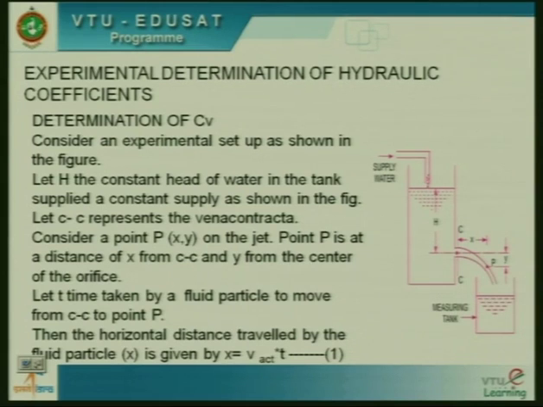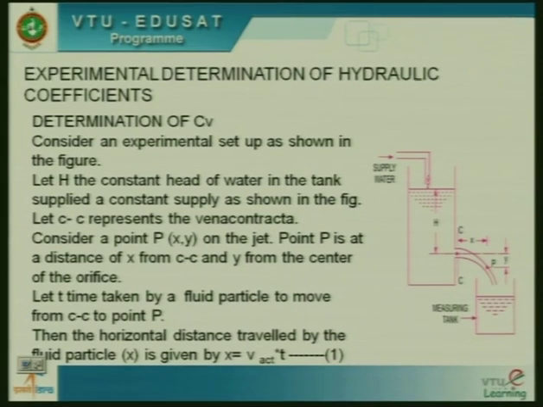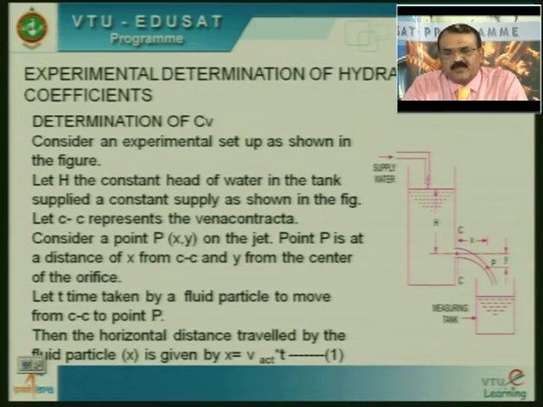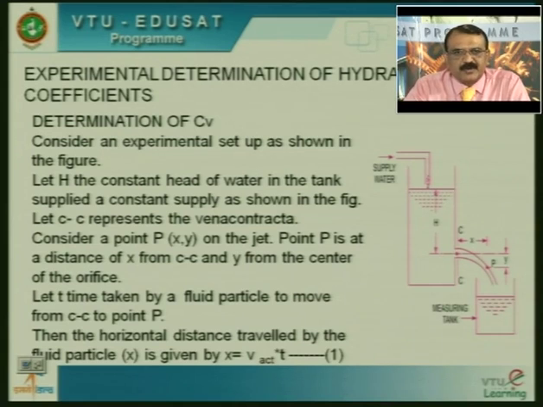So in order to find this coefficient of contraction, we make use of a relation. The relation we know is: coefficient of discharge is equal to coefficient of velocity into coefficient of contraction. You can easily determine the coefficient of discharge and the coefficient of velocity. How are you going to find the coefficient of contraction? Coefficient of contraction is equal to coefficient of discharge divided by coefficient of velocity. That is what we are going to discuss in this topic.